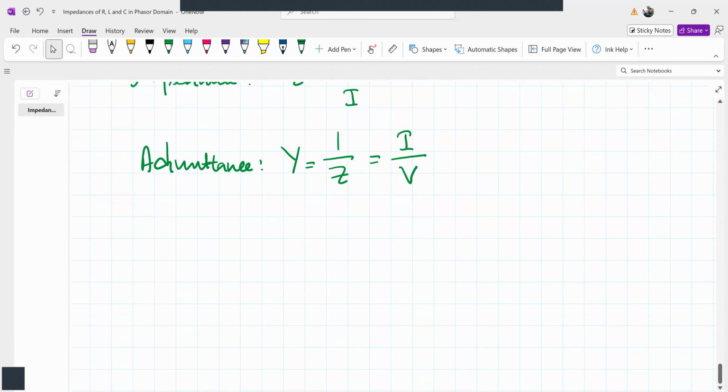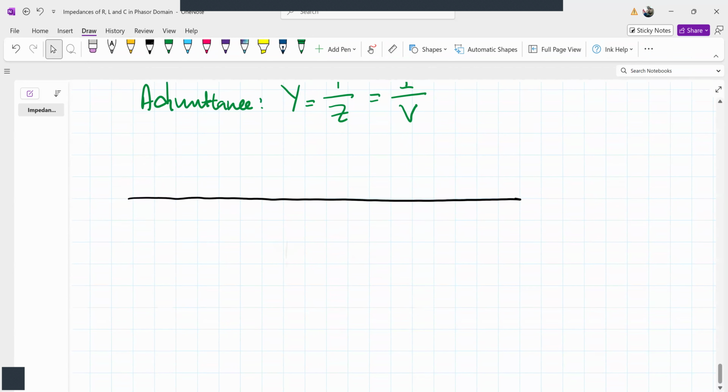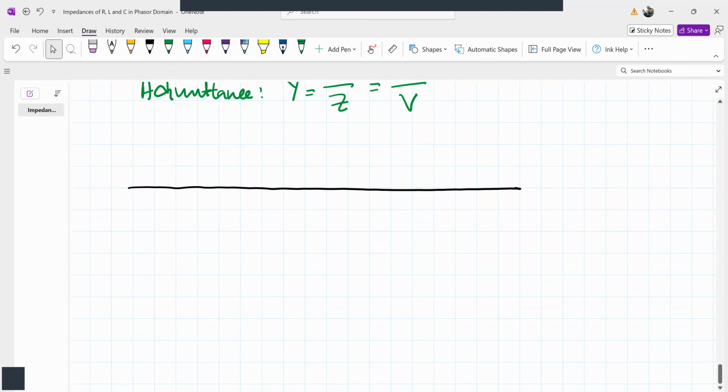Okay. So let's summarize the impedances of the elements in this table. So the element, the element in the time domain. Time domain relationships, frequency domain or phasor domain relationships between V and I, what is the impedance, Z meaning the impedance, and what is the admittance of the element. So the first element is a resistor.